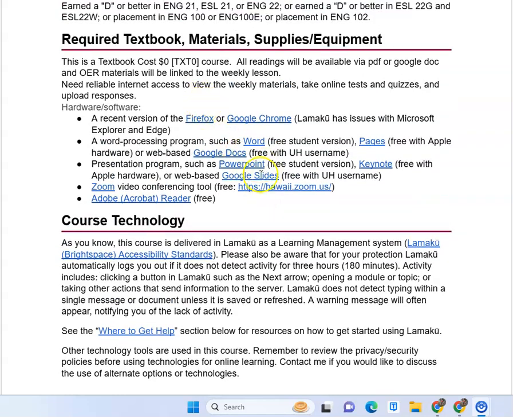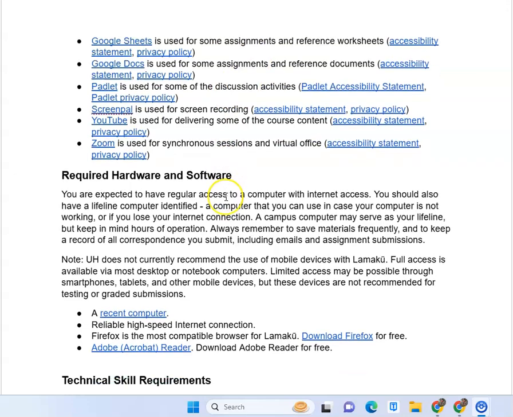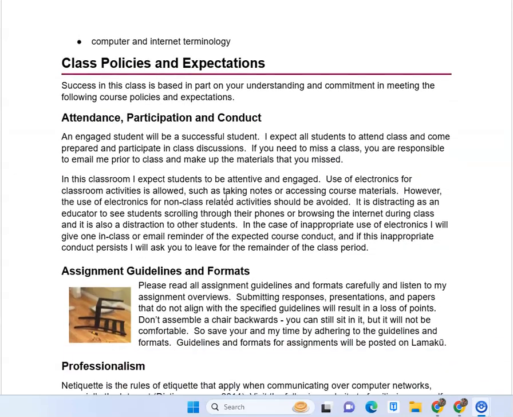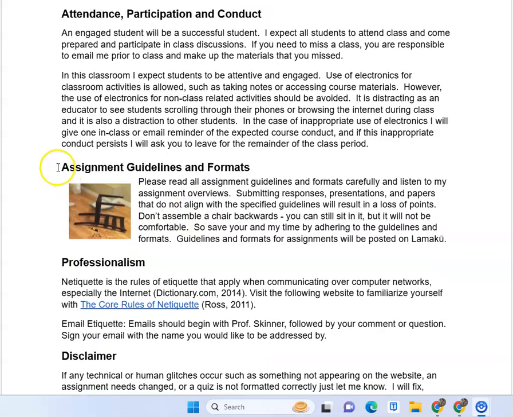The textbook cost is $0, nothing to pay for. Technology, here's a bunch of links there. You don't really need to do that. Attendance and participation, well, it's online. Basically, just stay active. Don't fall behind. Log in every week.